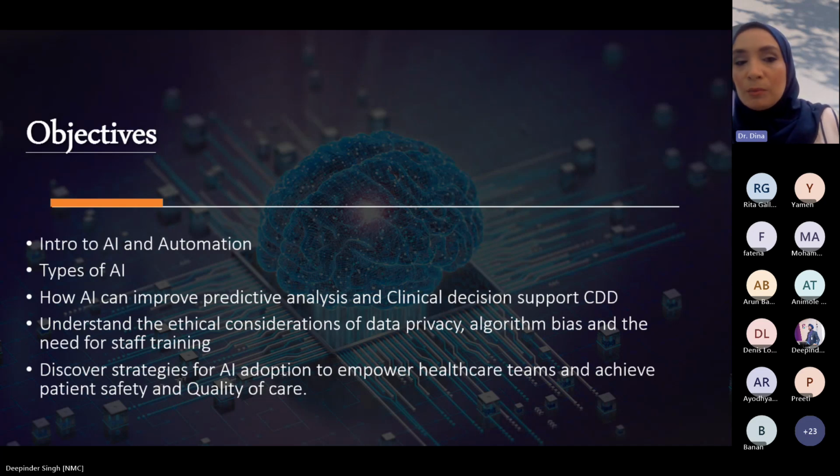How AI can improve predictive analysis and the clinical decision support system. We will quickly cover the clinical decision support system, which everyone is using, even if you don't realize it, either on paper or on your EHR. We need to understand the ethical considerations of data privacy, algorithm bias, and how we need the staff to be trained. We will also discover the different strategies and methodologies that you can implement to empower the healthcare teams and achieve patient safety and quality of care at the same time.